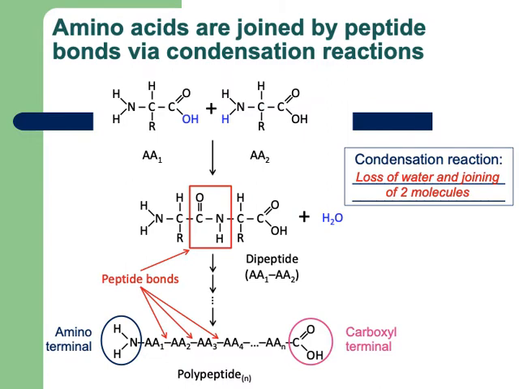Amino acids are joined by peptide bonds through condensation reactions. So in this diagram at the top, we have amino acid 1 interacting with an amino acid 2.